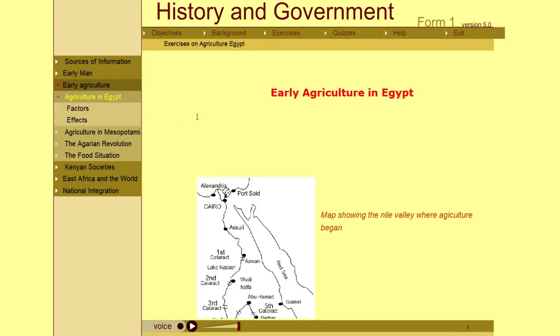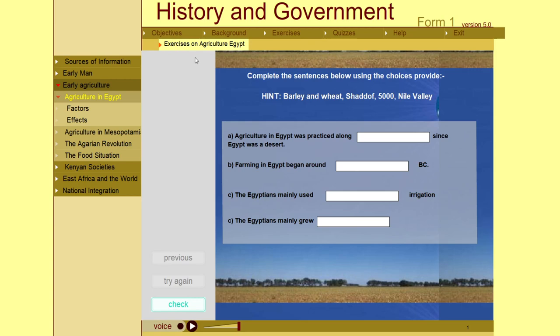Egypt is said to be one of the regions of the world where early agriculture started between 5000 and 4000 BC. It started along the Nile Valley. Attempt the following exercise.